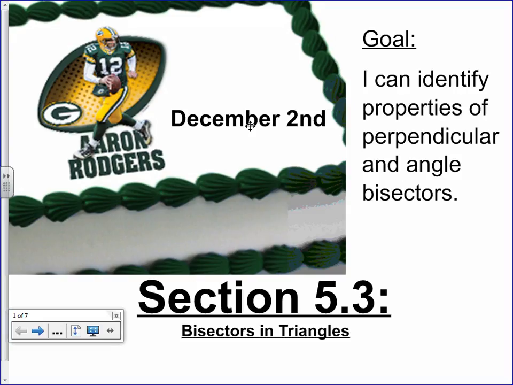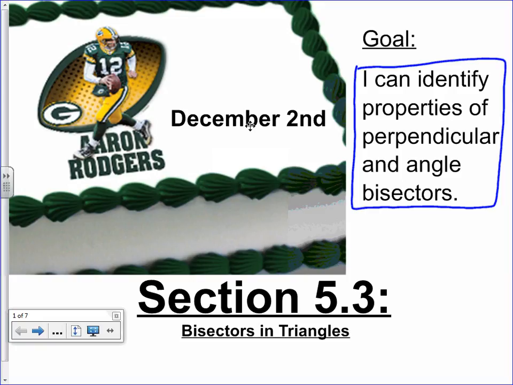But anyway, section 5.3, writing down the goal, that would be right here. I can identify properties of perpendicular and angle bisectors. So we're going to do different things that have to do with perpendicular and angle bisectors, and we're going to have quite a few new vocabulary words as well. All right? So once you have that written down, I'm going to go on.